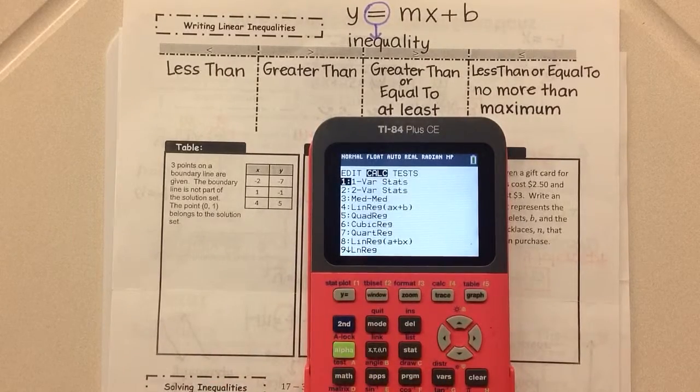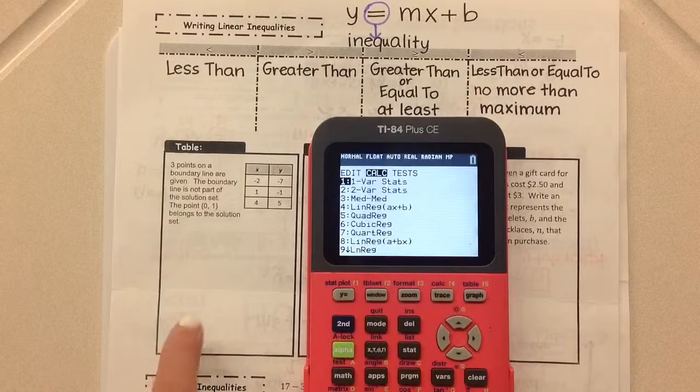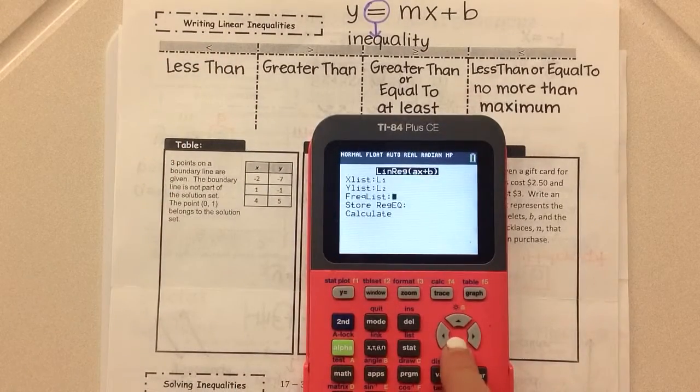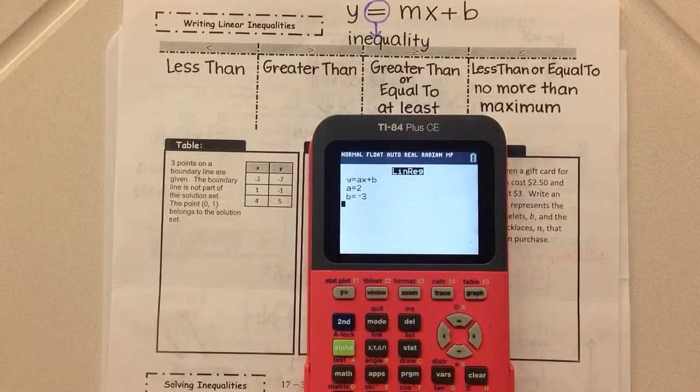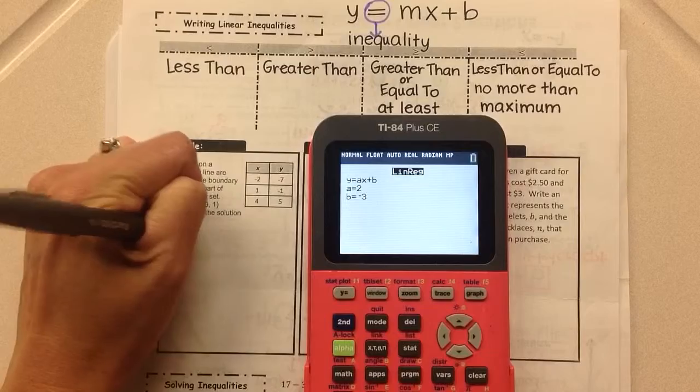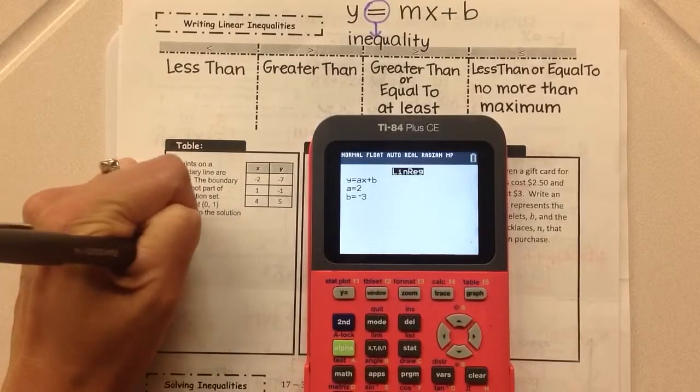Now, the only options I have here are 4 for linear, 5 for quadratic, and 0 for exponential. And because this is an inequality, it is linear. So I'm going to pick option 4, and I'm going to come down here to calculate, and I'm going to write a equals 2, b is equal to -3.